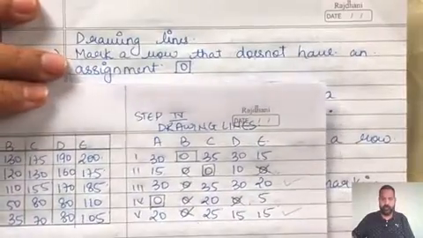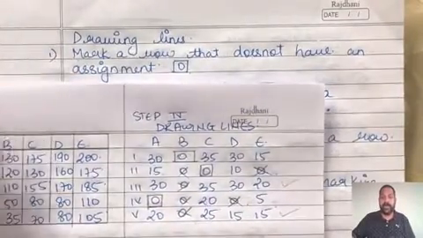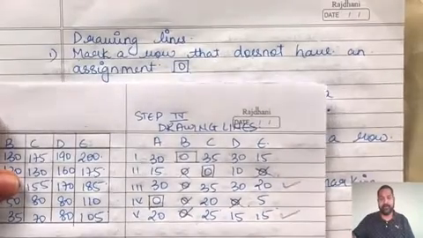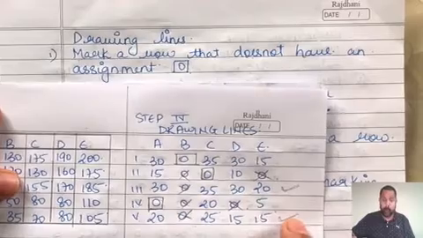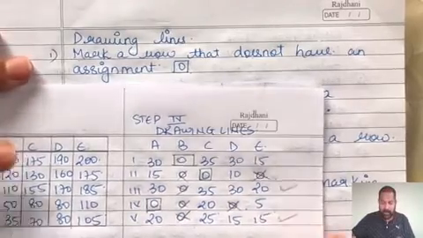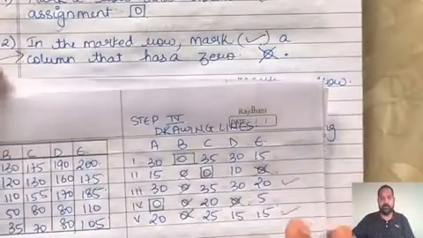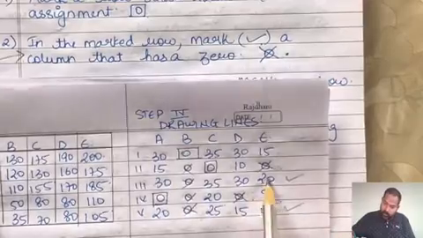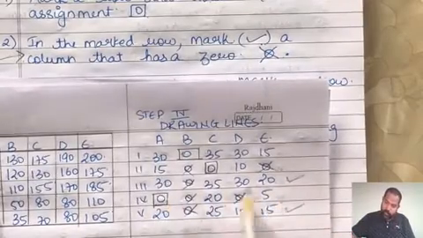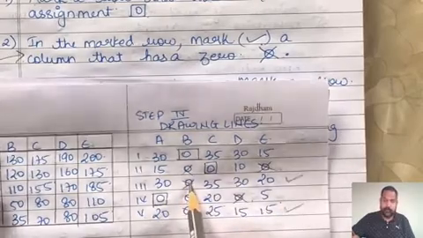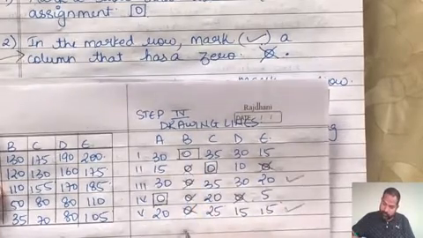Is that correct? So in the first step, mark a row that does not have an assignment, 2 rows that do not have an assignment. In those marked rows, I have to mark columns. Which columns? Columns that have a 0. Where is the 0? Here. So I will mark this column.